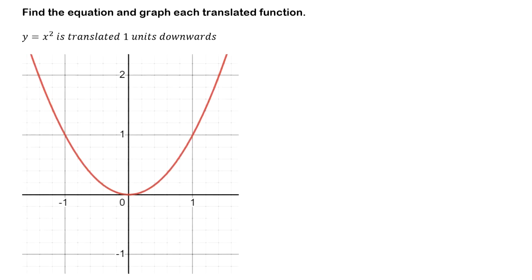We need to find the equation and graph each translated function. Y equals x squared is seen on the screen. We note that y equals x squared is translated 1 unit downwards. The new equation is as follows. The -1 indicates that the graph has been translated down 1 unit.